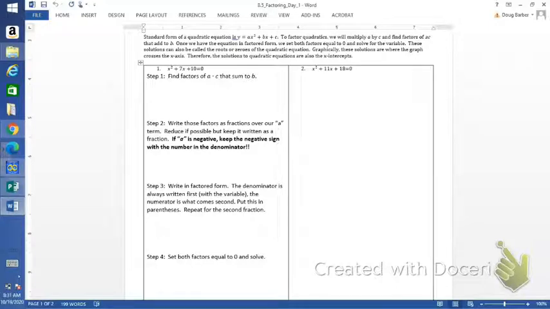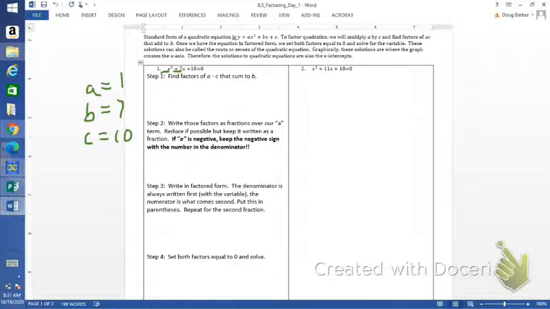We have 4 steps. The first step, as we stated above, is to find the factors of a times c that sum to b. Alright, so a times c. The coefficient in front of your x squared term, that is your a. In this case, it's going to be 1. The coefficient in front of your x term, that's your b. That's going to be 7. And then the constant is your c, and that's 10.